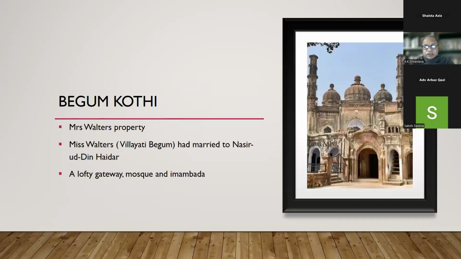Begum Koti is another interesting building. It was a property of Mrs. Walters. Her daughter had married Nasruddin Haider. They all converted. They became Shia Muslims. Her brother also got converted. But after the death of Nasruddin Haider, Vilayati Begum came back to Begum Koti and died here. Lofty gateway, mosque, and Imambara.